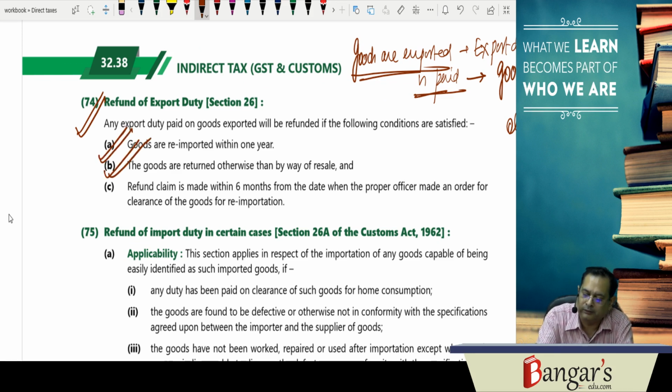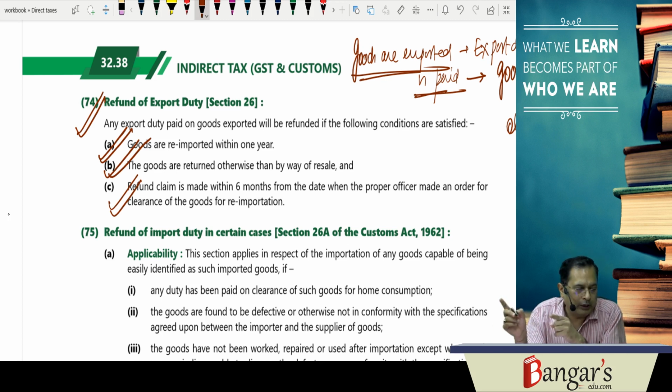The goods are returned otherwise than by way of resale, and the refund claim is to be made within 6 months from the date when the proper officer makes an order. Export duty has been paid, goods are returned otherwise than by way of resale, and goods are re-imported within 1 year.